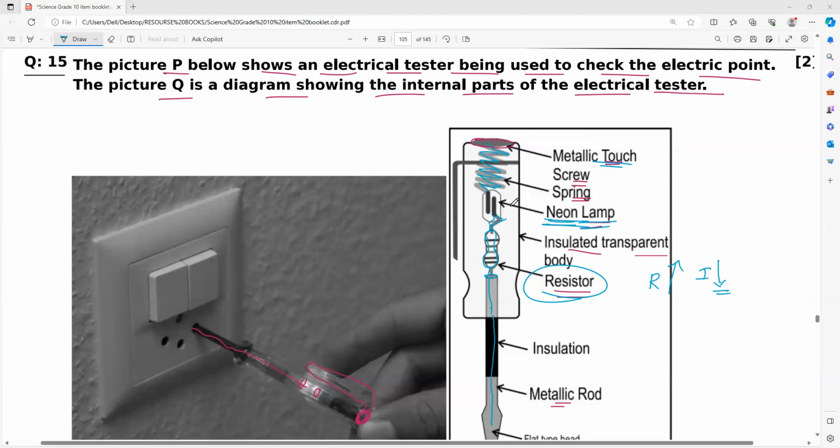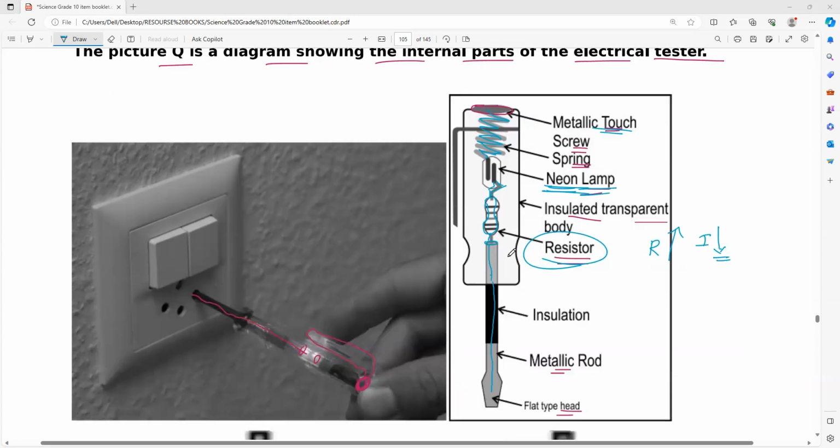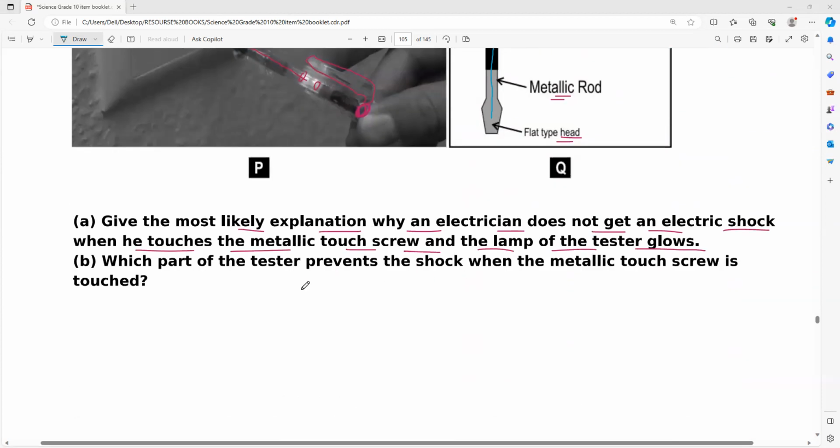Between the neon lamp and the metallic touch, you can notice it. Before the neon lamp, we have a separate device called a resistor. Understand everybody? So now, what is the answer here? Very low current. Low current flows through the tester. So why low current?